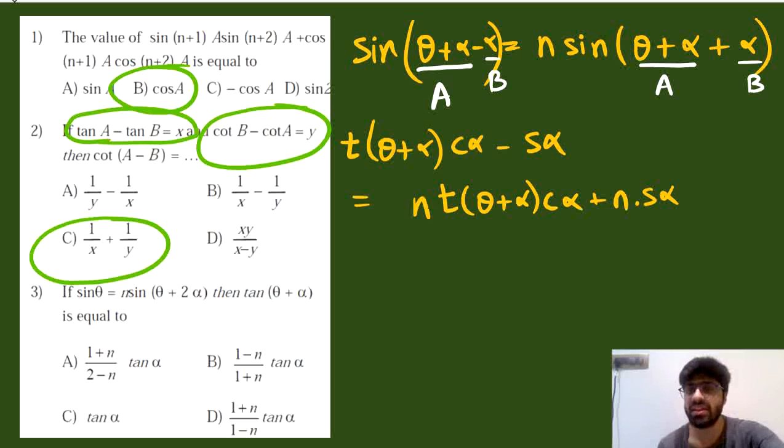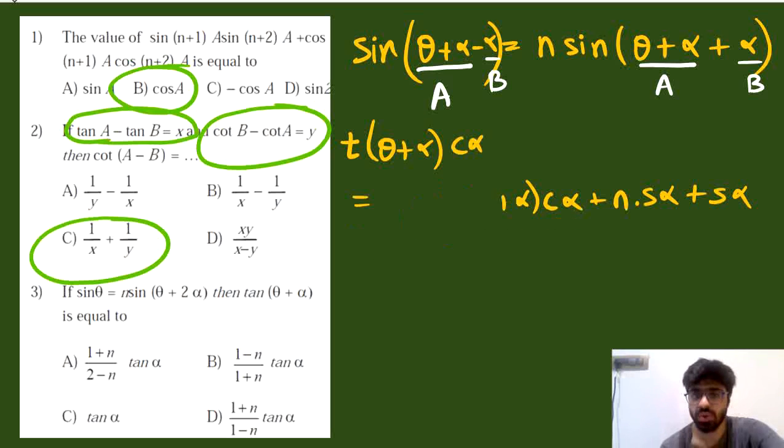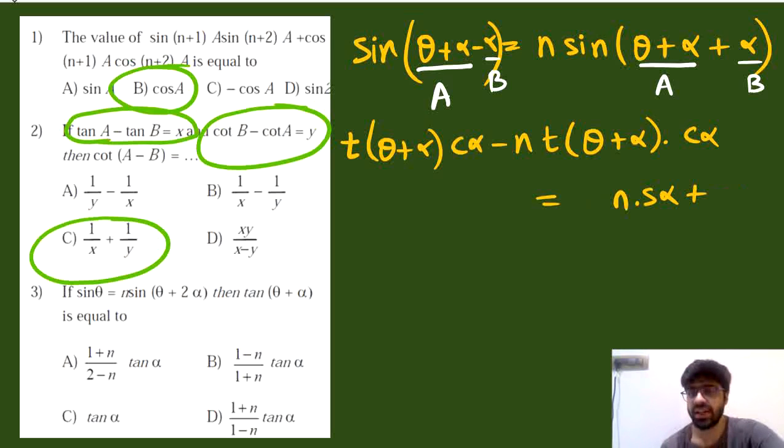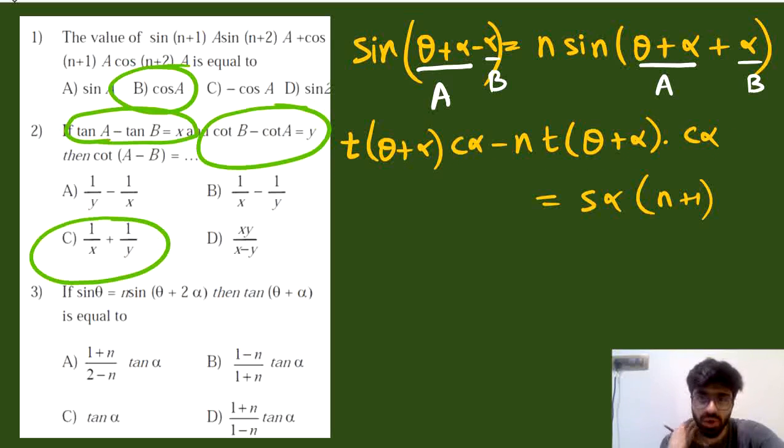Okay. Now because we need the value for tan theta plus alpha, we can take this term on the left and we can bring this sin alpha on the right. So when we do that, we get plus sin alpha here. Let this term go on the left, so we will have minus n times tan of theta plus alpha into cos alpha. On the right hand side, if I take out sin alpha common, I get n plus 1, and from these two terms I can pull out tan theta plus alpha into cos alpha common, so that would leave me in the bracket with 1 minus n.